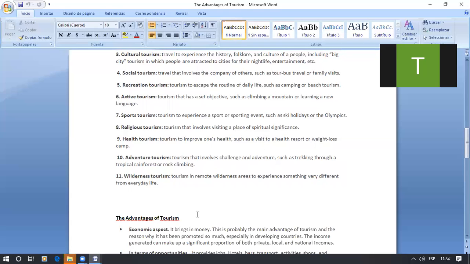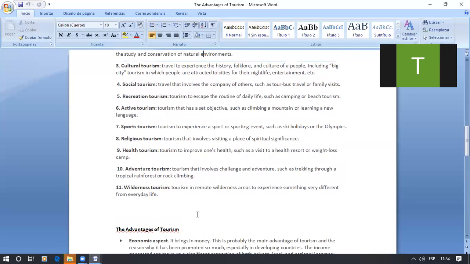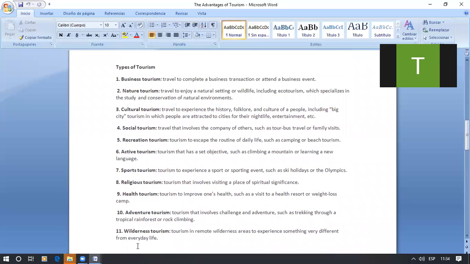Okay, from these types of tourism, Tiare, which is the one that you like? Which do you like? What type do you like? Business, nature, cultural, social, recreation, active, sports, religious? Nature. Nature tourism. Okay. Yeah, me too. Yes, I also like this one, nature tourism. I think it's especially when you go to enjoy these natural settings.